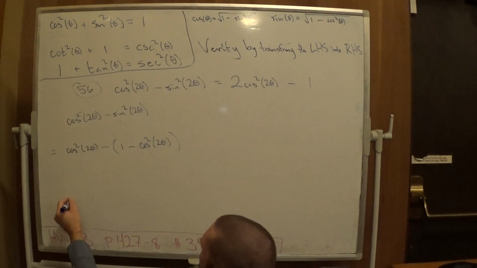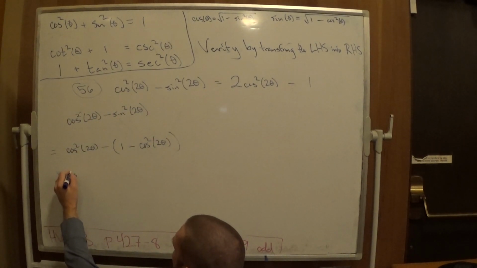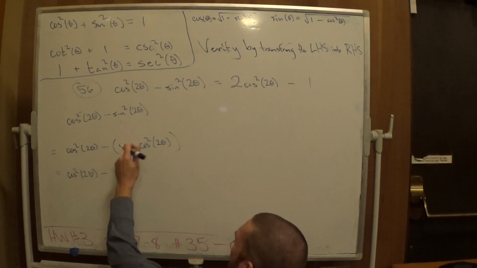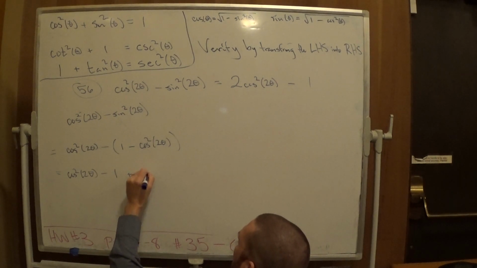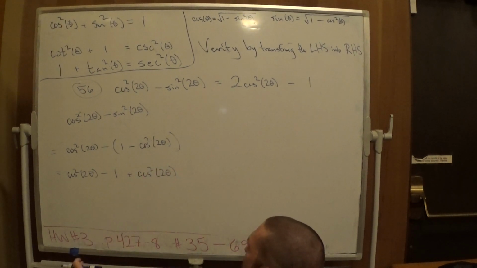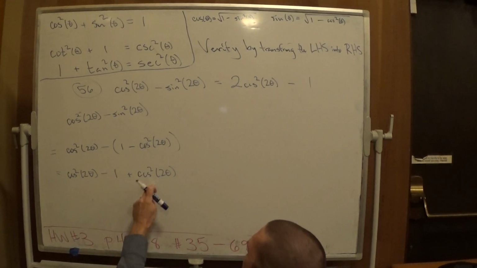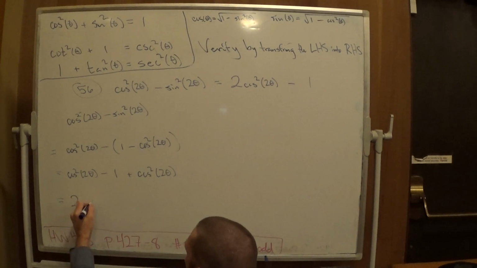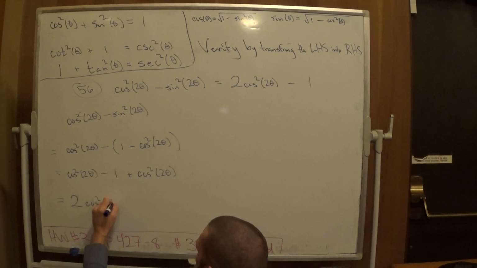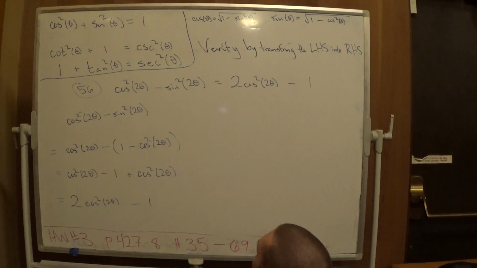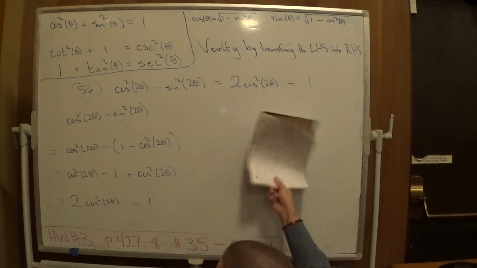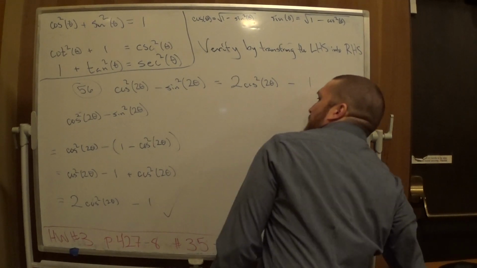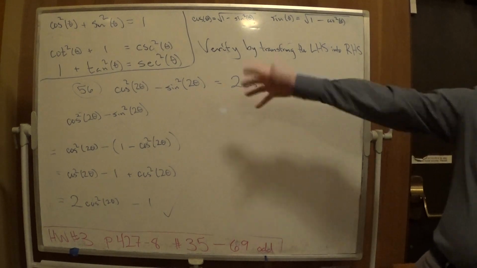Yes, okay. And so, this is the same thing as cosine squared 2 theta. The minus comes over. The minus comes over. That's it. And so you have an apple minus 1 plus another apple. You have 2 apples. Just put your apples together. You have 2 apples, 2 cosine squared 2 theta, minus 1. Is that where we wanted to go? Yeah. Done.